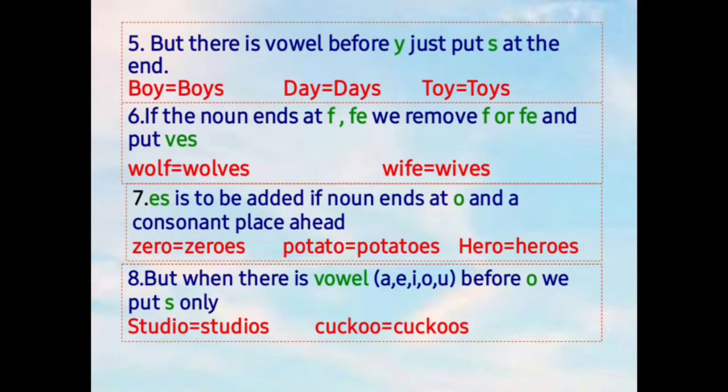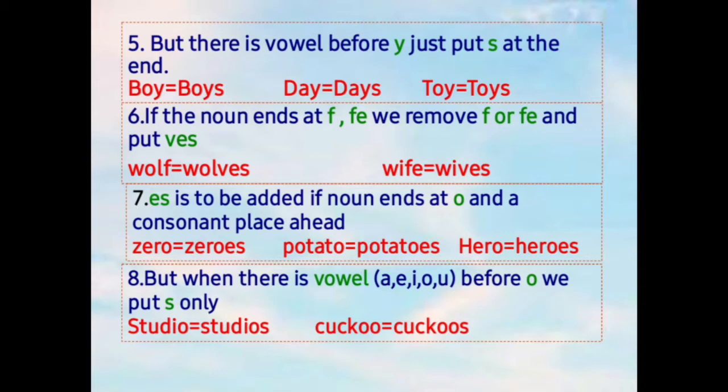To make plural, the rule number 6 is, if the noun ends at f or fe, we remove f or fe and put ves to make it plural like wolf. We remove f and we will put ves, it will be wolves. Wife, we remove fe, it will be wives.